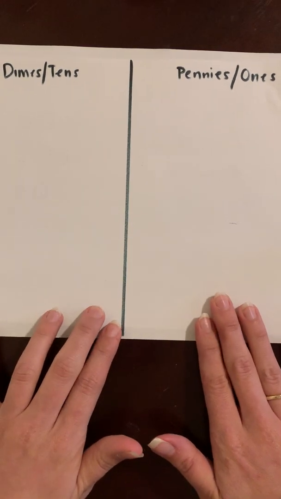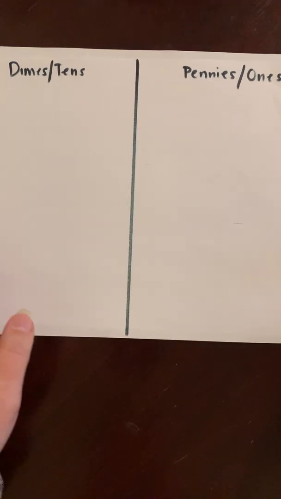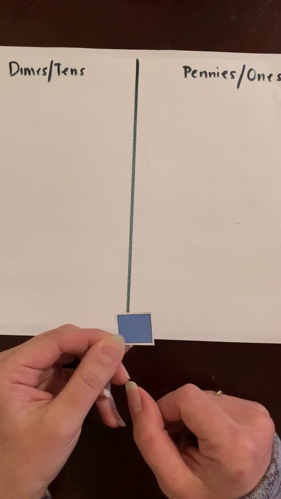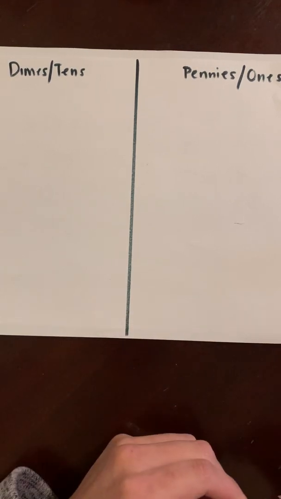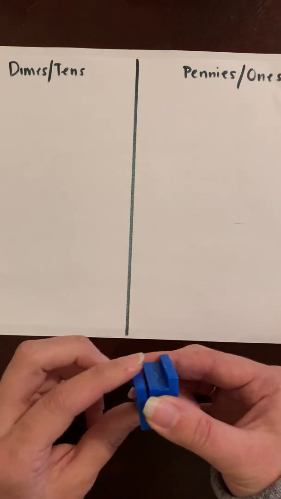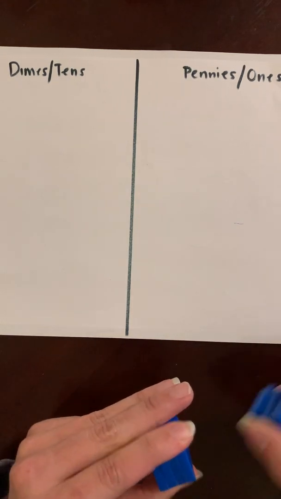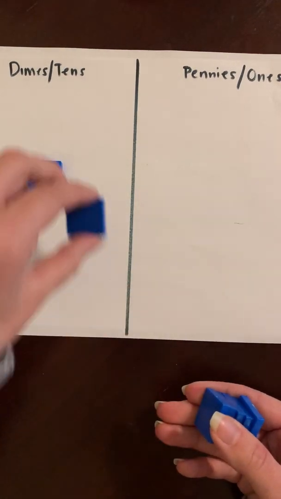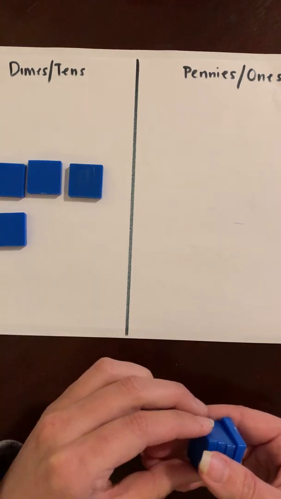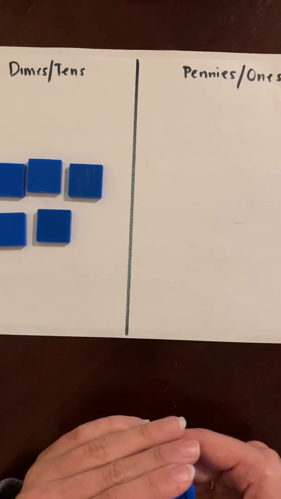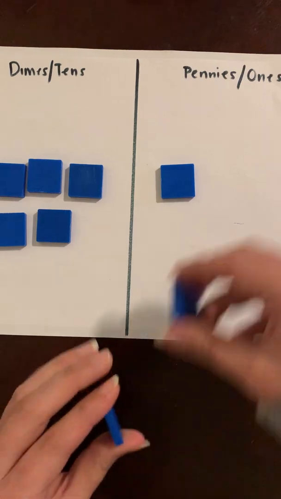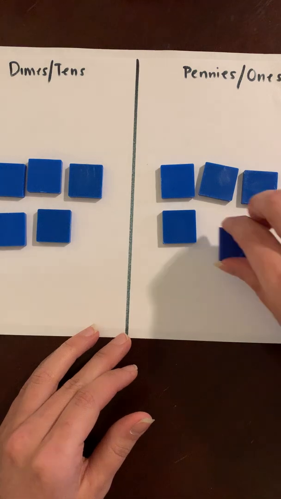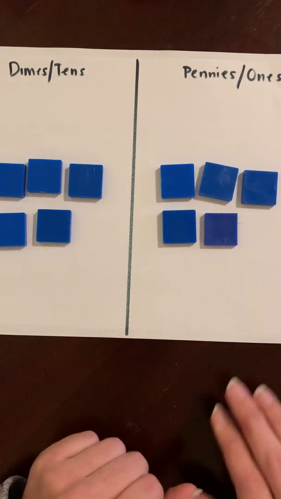First, I want you to get your mat, your 10s and your 1s mat, and then I want you to get your baggie of blue square tiles. I'm going to use my colored tiles for today. First, I want you to put 5 tiles on the left. Then I want you to put 5 tiles on the right. You should have used up all your tiles.